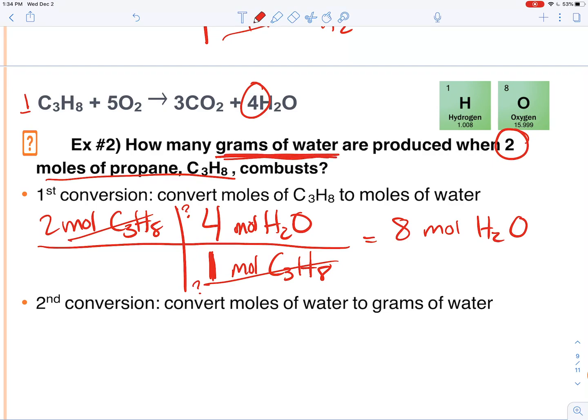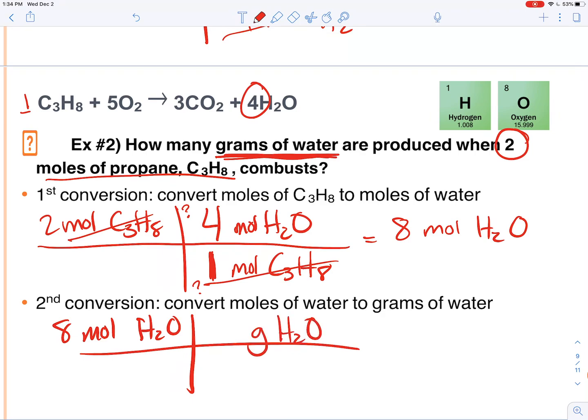But again, the question's not asking for moles of water. We're trying to get grams of water. So we got to do one more conversion. And we're going to convert to grams of water. So remember, with molar mass, you can just put 1 mole. Now, what is the molar mass of water? We actually did this in the previous slide. What is the molar mass of water? So if you add everything up correctly, you should be getting 18 grams of H2O.